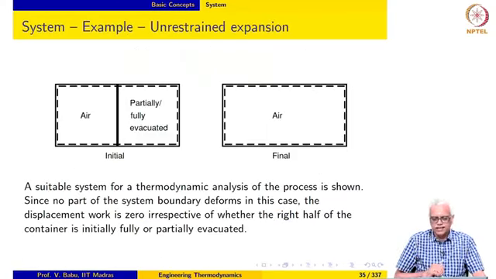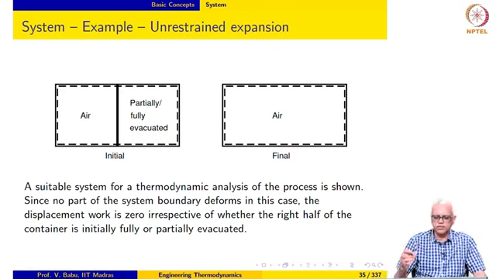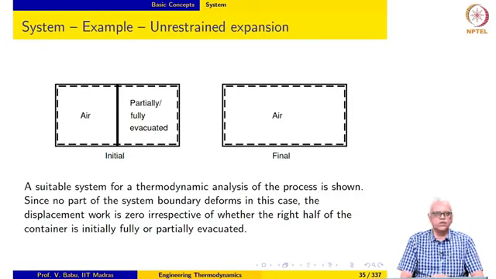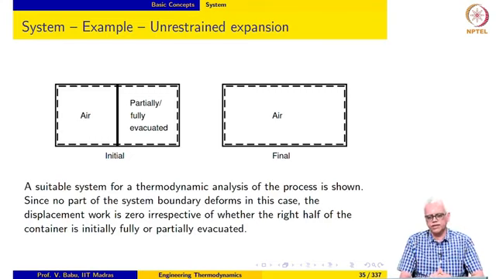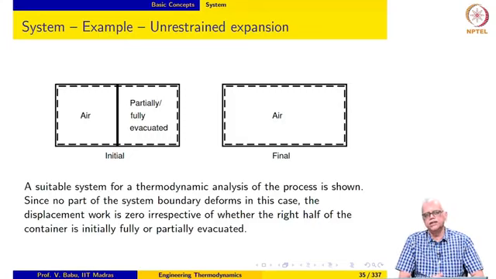We can actually see in this case that because all the system boundaries, for instance the boundary here, the boundary there, are fixed, we may easily conclude that the displacement work for this case is 0, because no part of the system boundary deforms. So, neither the system nor the surroundings are exchanging work in this particular case. So, the work interaction, irrespective of whether the right side is fully evacuated or partially evacuated, is 0.